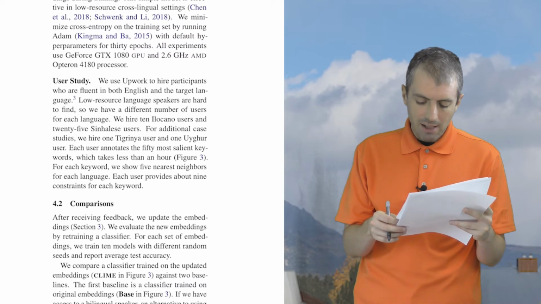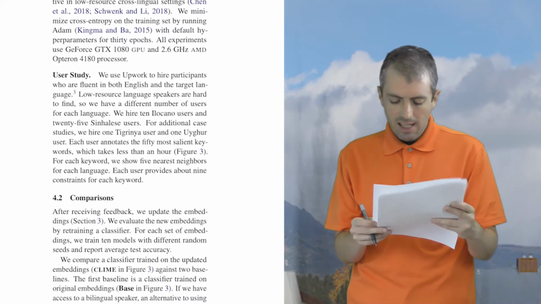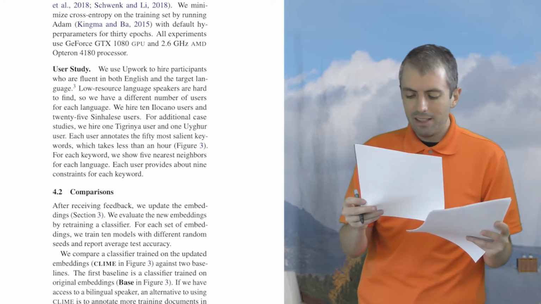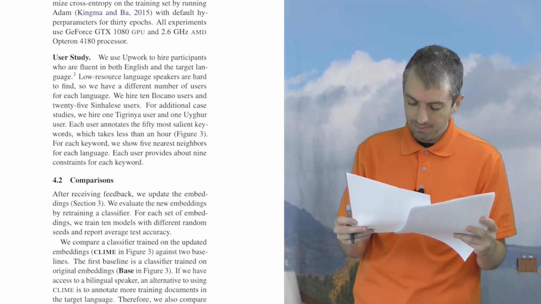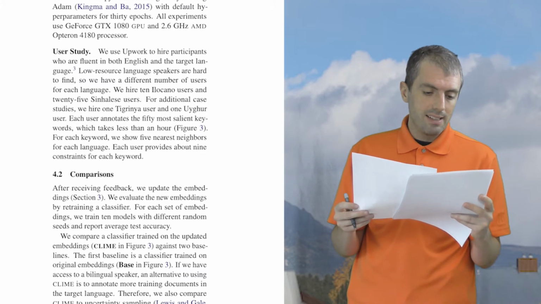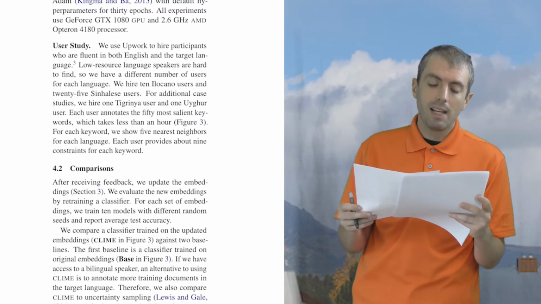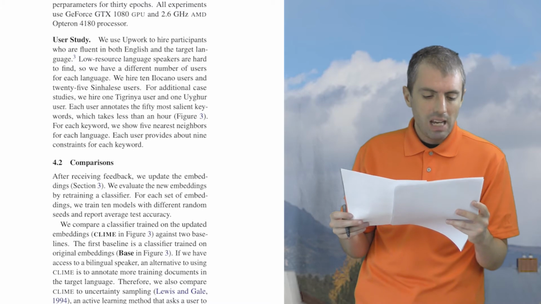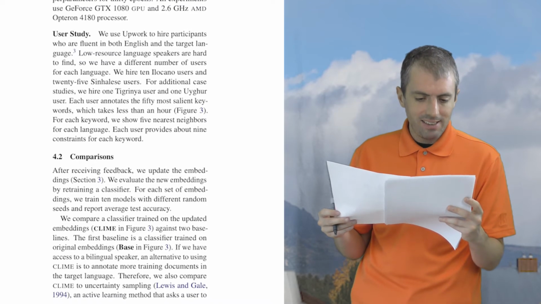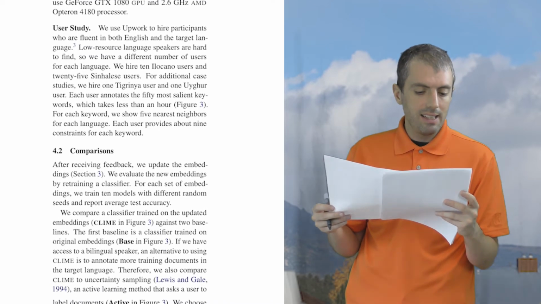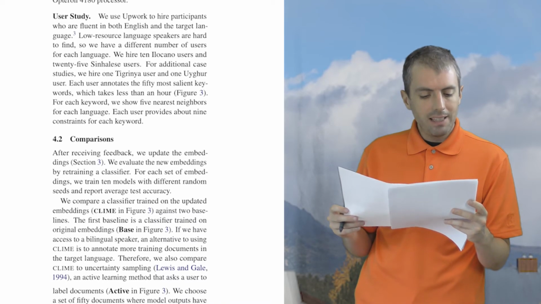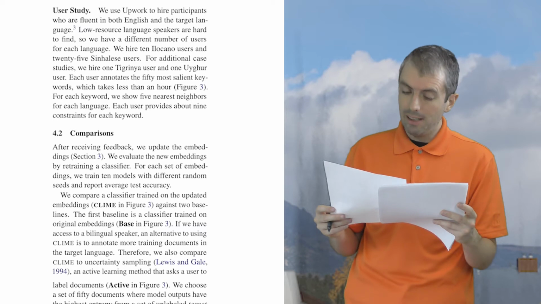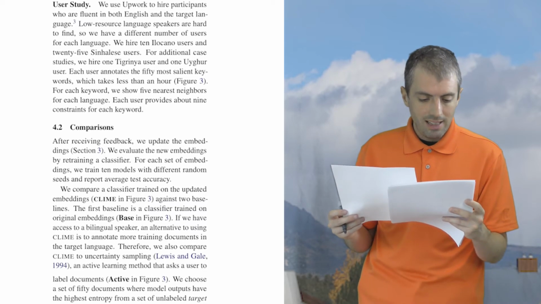After receiving feedback, we update the embeddings. We then evaluate the embeddings by retraining the classifier using the new embeddings and computing its accuracy. For each set of embeddings, we train 10 models with different random seeds and report average test accuracy. We compare the test accuracy of a classifier trained on the updated embeddings against 2 baselines. The first baseline is a classifier trained on original embeddings, base in the figures.